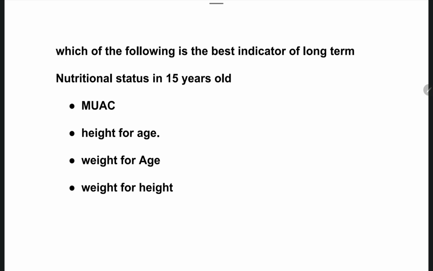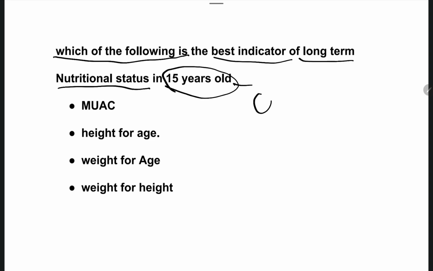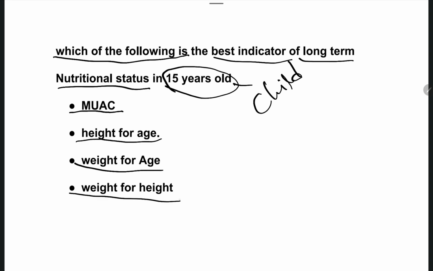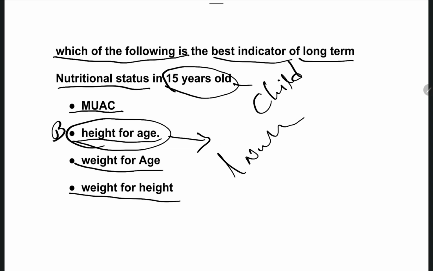The next one is, which of the following is the best indicator for long-term nutritional status in a 15 year old child? Options are MUAC, height for age, weight for age, weight for height. The right one is option B. Height for age will give the long-term nutritional status. MUAC is nothing but mid upper arm circumference.